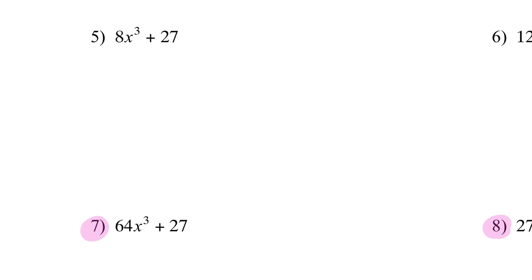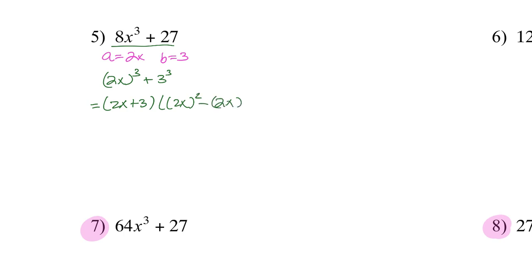First step here is that 8 is the same as 2 cubed, and 27 is 3 cubed. So I can rewrite this as 2x cubed plus 3 cubed. So when I go back here, again, it's the first one plus the second one, times the first one squared minus the first one times the second one plus the second one squared.